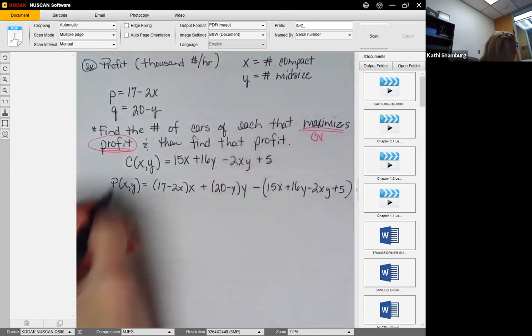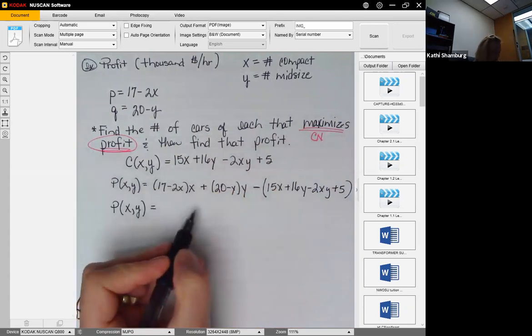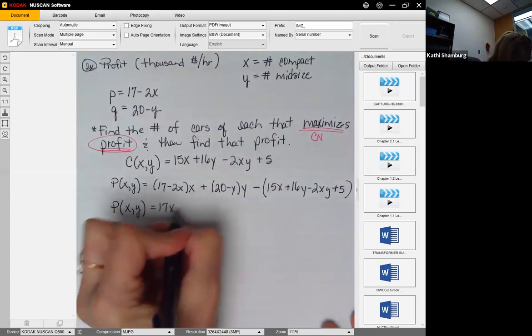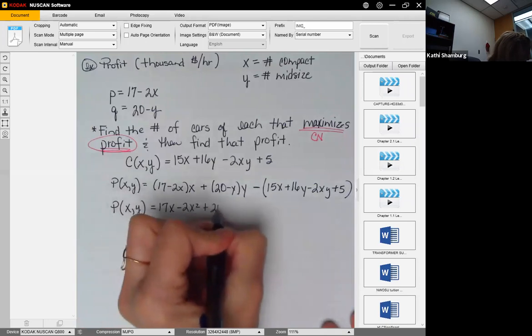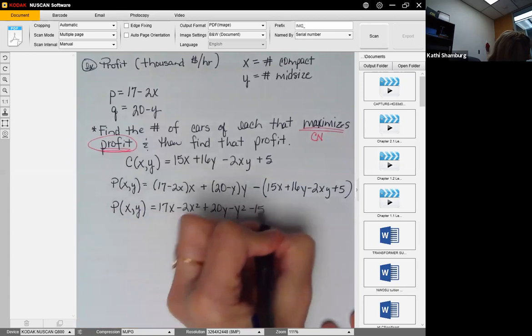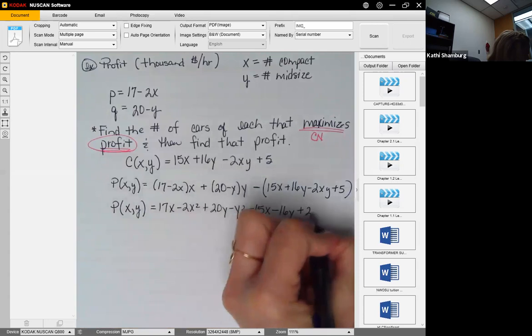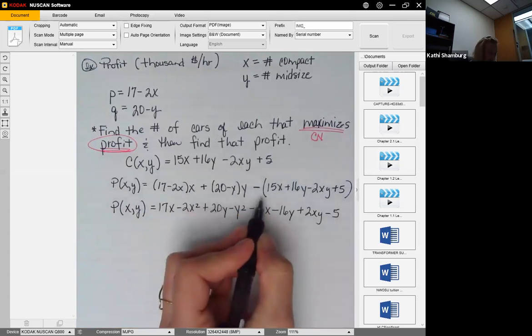All right, so to get this cleaned up a little bit, I'm going to distribute. So I would have 17x minus 2x squared plus 20y minus y squared minus 15x minus 16y plus 2xy minus 5, because we have to distribute that minus through.